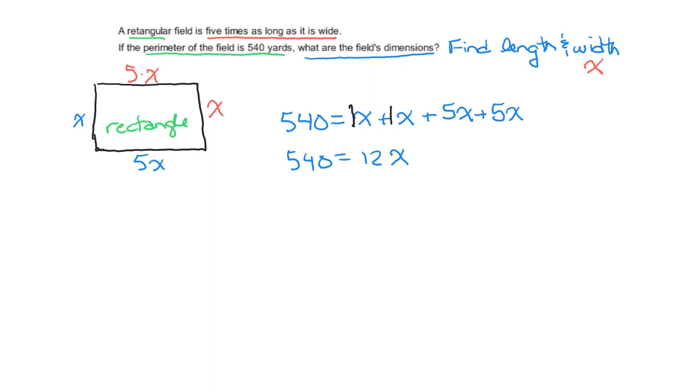What we'll do is continue to solve this equation. To undo this multiplication, 12 times x, we're going to divide by 12. What you do to one side of your equation, you do to the opposite side. 12 divided by 12 will leave you 1, and 1 times x is x. Over on this opposite side, you can use your calculator, or you can do long division. 540 divided by 12 will leave you 45 yards.